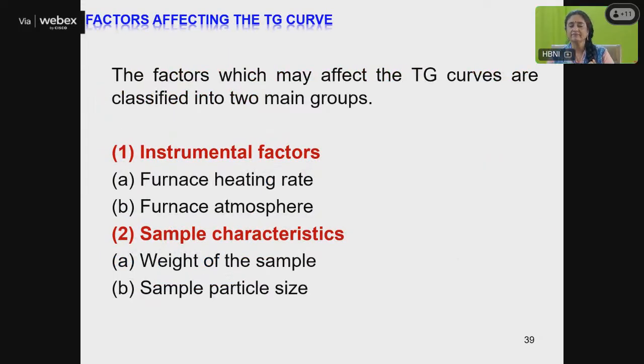The factors which may affect the TG curves are classified into two main groups: instrumental factors, which are furnace heating rate and furnace atmosphere, and sample characteristics, which are weight of the sample and particle size of the sample. Definitely furnace heating rate is there, and furnace atmosphere, I have told you, is either a static atmosphere, or you can pass air, or flow argon or nitrogen, or sometimes if you want a reducing environment, then you can flow hydrogen also.